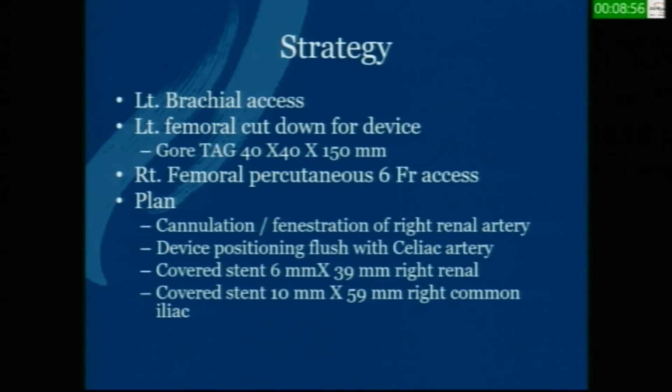Our strategy will have a left brachial access, left femoral cut down for the device. We chose a Gore TAG device 40 by 40 by 150. We had the right femoral percutaneous with 6 French access. The plan is cannulation and filtration to the right renal artery, and then device positioning flush with the celiac artery, covered stent 6 mm for the right renal artery, and another covered stent for the right common iliac artery.